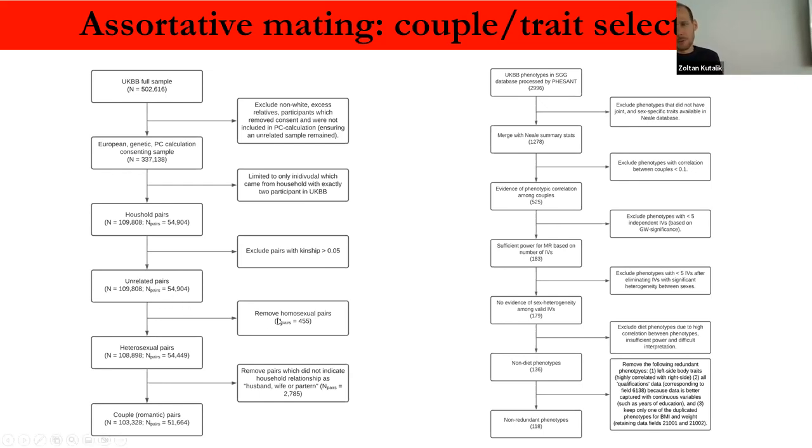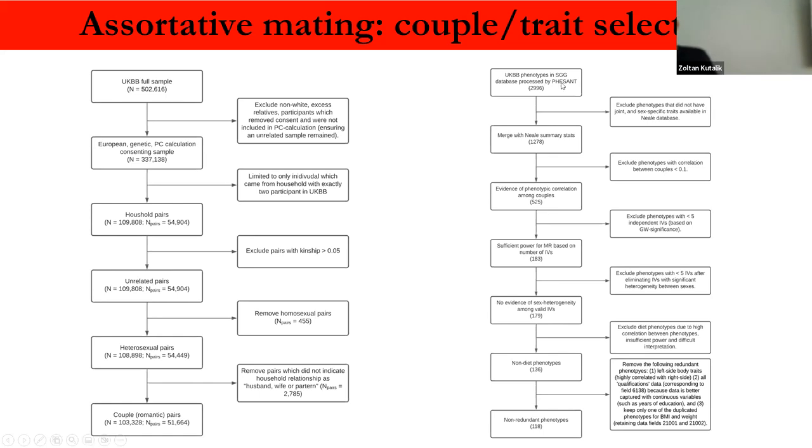We also looked at only heterosexual pairs. It doesn't change anything because the numbers are small. And we really wanted to take those people who indicated that they lived with their partner or husband or wife. So in the end, we ended up with about 50,000 couples. This is not a very strict selection. Many other papers that you might read about couples in the biobank are much stricter. For example, they want people to report the same income, the same household size, the same number of people in the household, the same number of years living at the same household, and so on and so forth. We didn't filter on that for the moment.